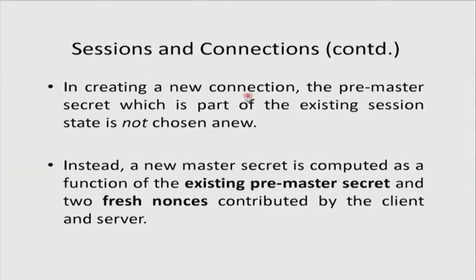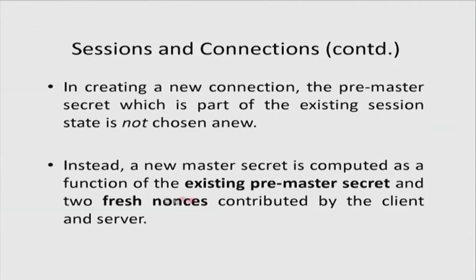In creating a new connection, the pre-master secret, which is part of the existing session state, is not chosen anew, because that would incur an overhead. Instead, a new master secret is computed as a function of the existing pre-master secret and 2 fresh nonces contributed by client and server. So it is very good security practice, as we saw yesterday, for both sides to contribute towards creating the session key. So we used SA and SB in the protocols yesterday. So here also, both sides contribute RA and RB towards the master secret.